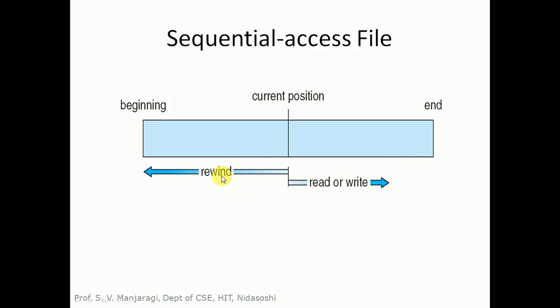And we can even rewind the current file position. What is rewind? It is reset. The current file position is here, and it can be reset to the beginning of the file. Again we can begin read or write from the beginning till the end, one after another, byte by byte, sequentially from beginning to end.